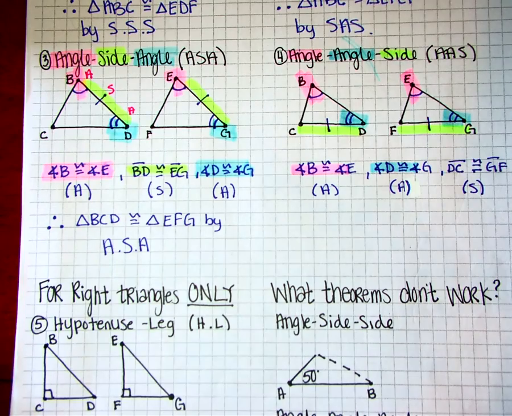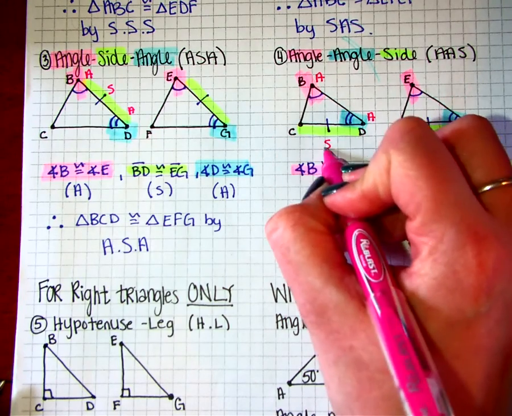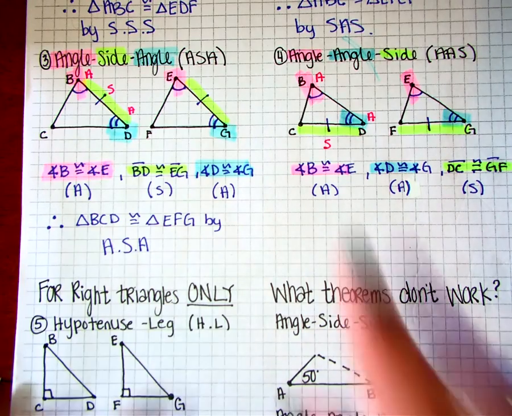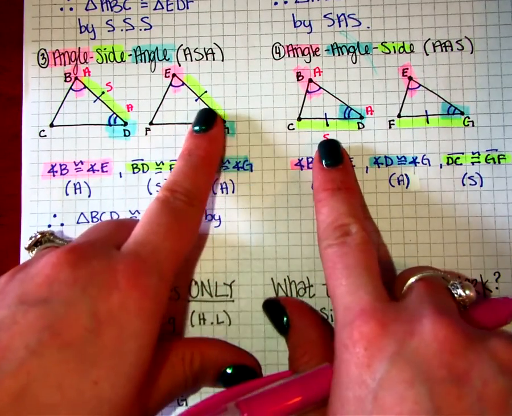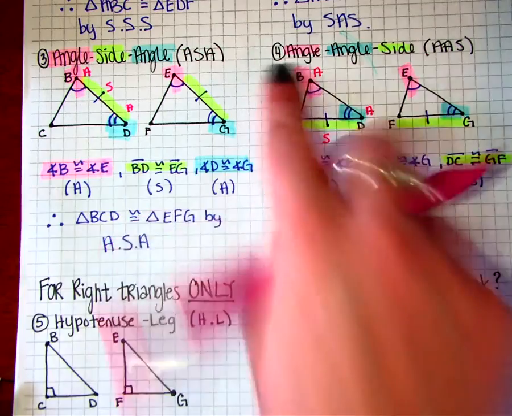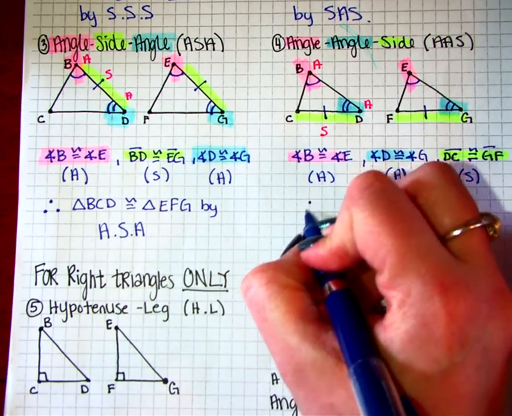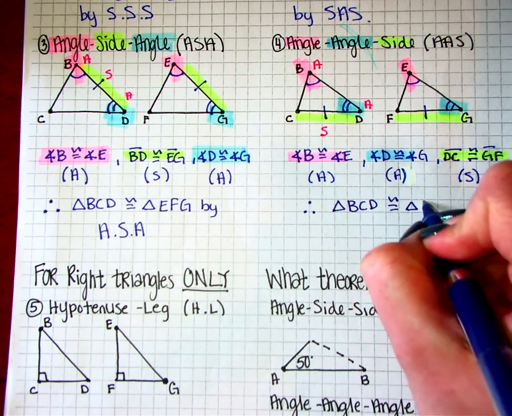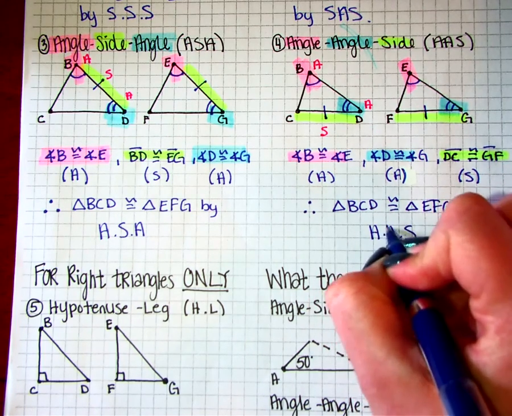Notice the difference in the pictures. For angle, angle, side, the side is off to the side. It is not in between the angles. So I purposefully use the same angles so you can notice the difference between the location. The theorem is named based on how the picture ends up being labeled. So therefore, triangle BCD is congruent to triangle EFG by angle, angle, side.